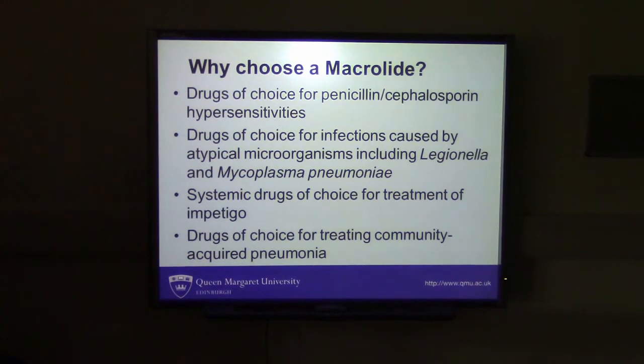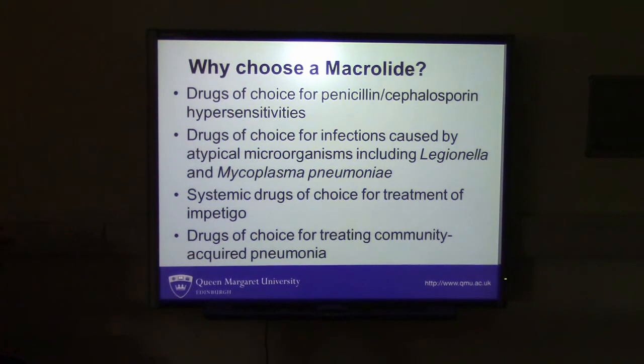So why would you choose it? Well, as I say, if somebody's got a penicillin hypersensitivity, it's the go-to guy. It's the first drug of choice after that. But also importantly, it's actually the number one choice, regardless of penicillin resistance or not, for certain infections like Legionella, Legionnaire's disease, or pneumonia. It's the systemic drug of choice for impetigo and also for community-acquired pneumonia.